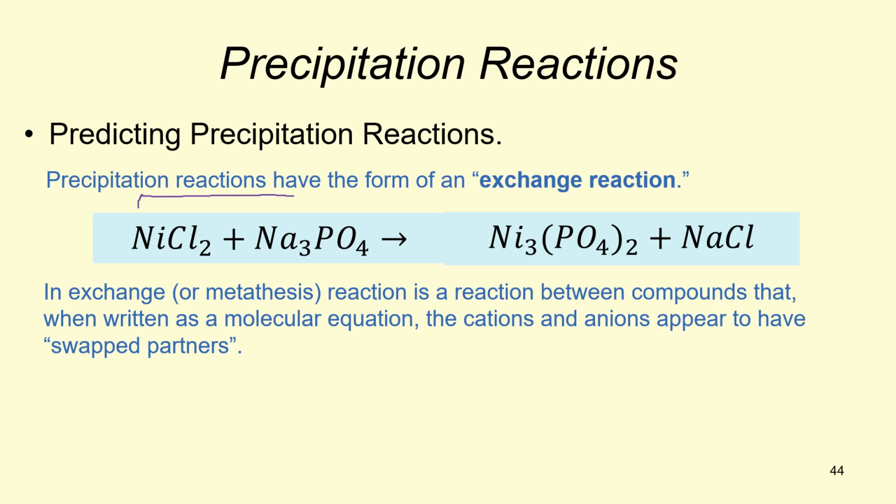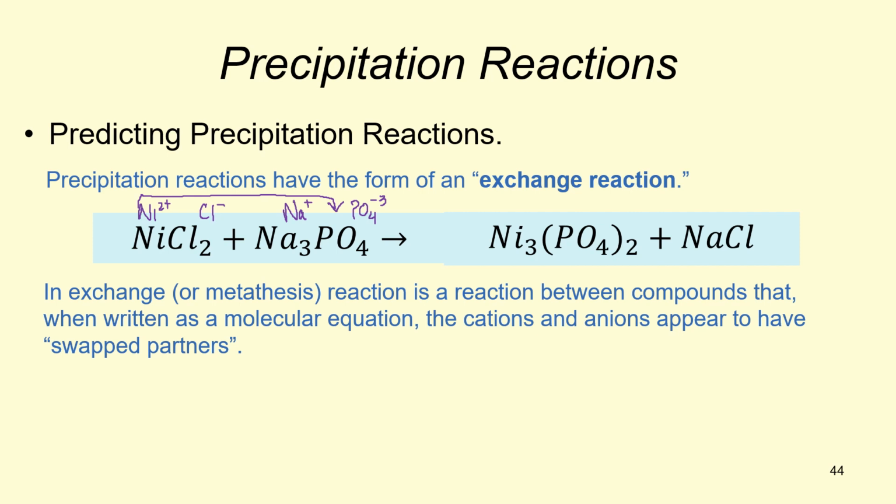I want you to notice nickel and chloride always go together 1 to 2. Why is that? Because nickel is a +2 and chloride is a -1. So there always has to be 2 chlorides for every nickel. We learned that a couple chapters ago. Same thing here. Sodium is always a +1. Phosphate is always a -3. So they have to go together in that 3-to-1 ratio.